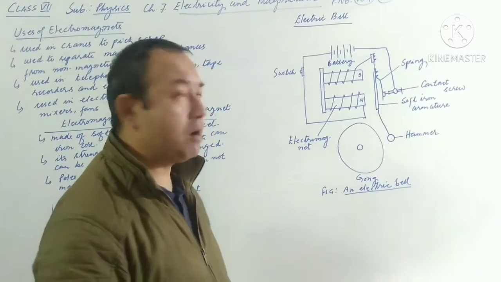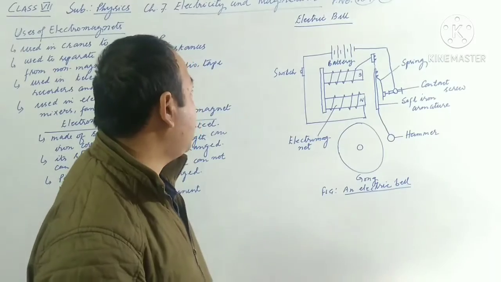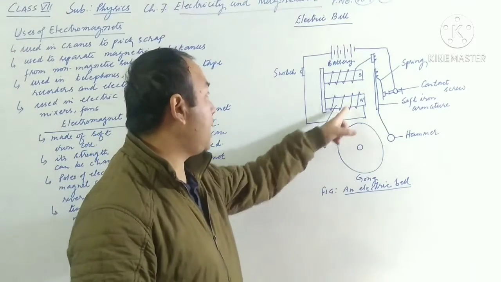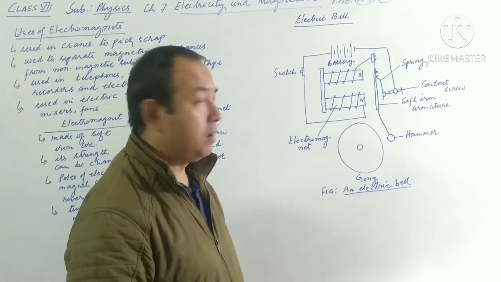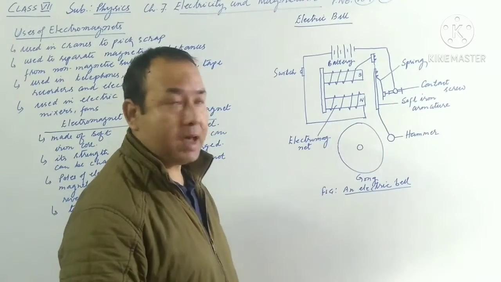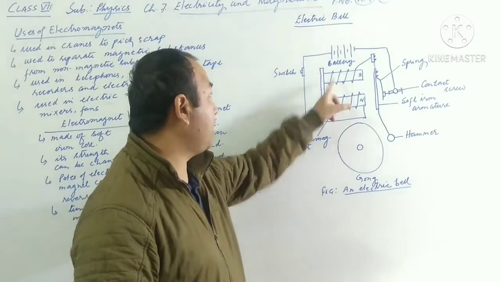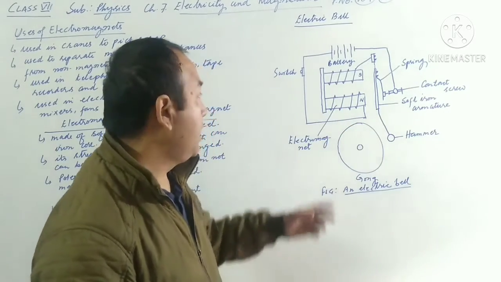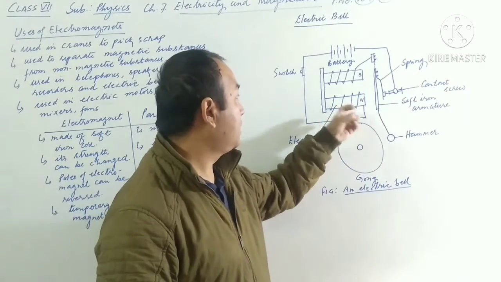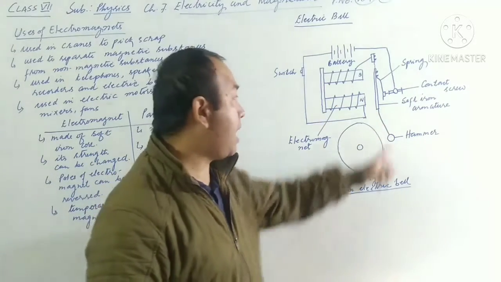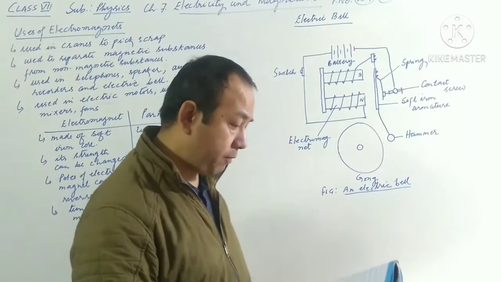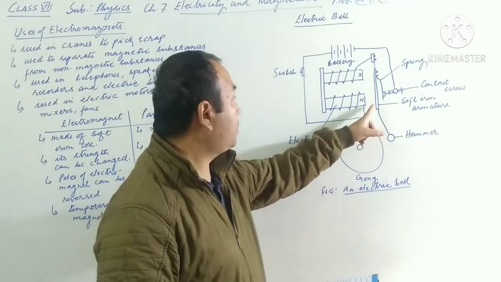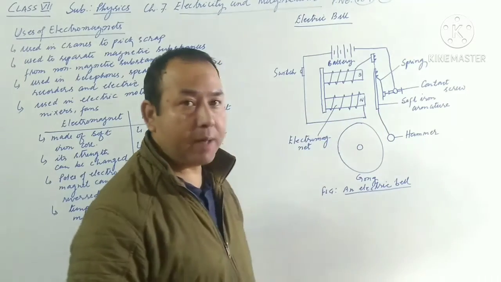Now let us understand how it works. When the switch is on, the electric current starts flowing through the wire of the electromagnet. As a result, it magnetizes the soft iron core and behaves like a magnet, and because of this it attracts the soft iron armature. I forgot to tell you about the soft iron, it was not given here. This soft iron armature is attracted by the electromagnet.